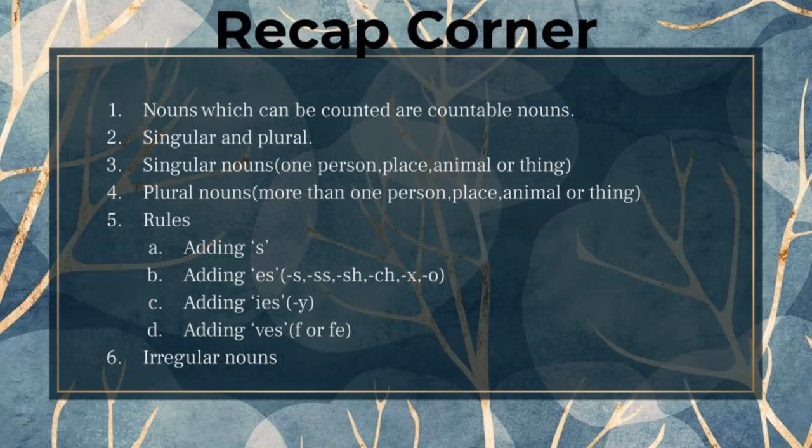And the fourth rule is by removing f or fe and adding ves to nouns that end in f or fe. Students, some nouns are there that do not follow any rules. Such nouns are called irregular nouns. And we have seen some more nouns that remain the same in their singular and plural forms. We do not add anything to those nouns.